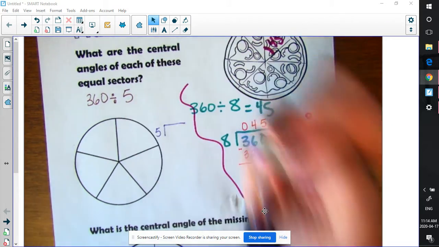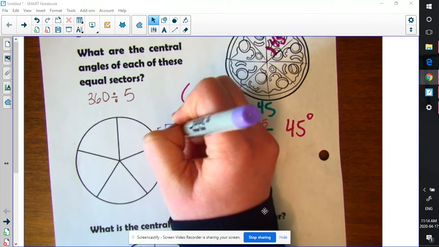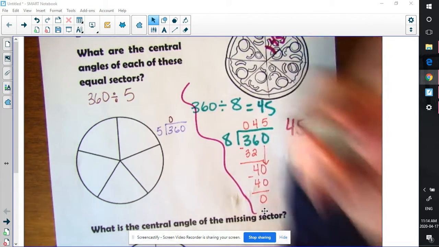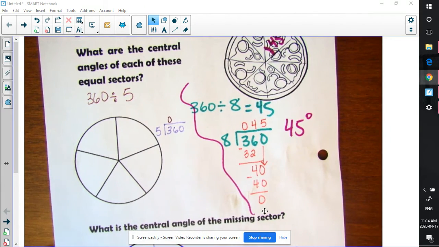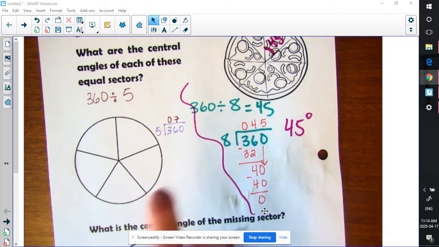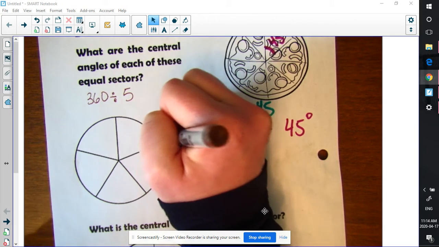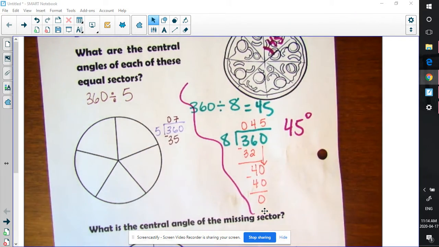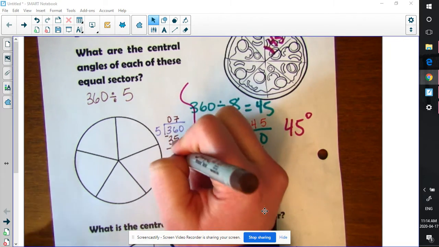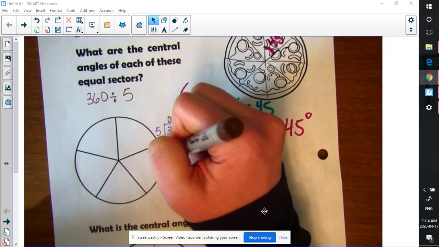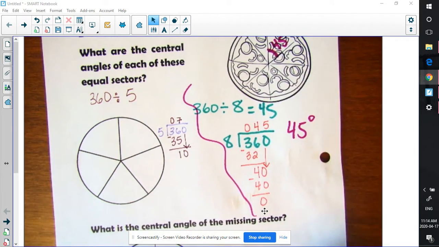So 5 goes on the left, 360 goes inside. Now, can 5 go into 3? No, so we put a 0. Can 5 go into 36? Yes, 7 times. 5 times 7 is 35, so I put that underneath, and then I do 36 subtract 35. That leaves me with 1. Then I bring down the 0, and that gives me 10.